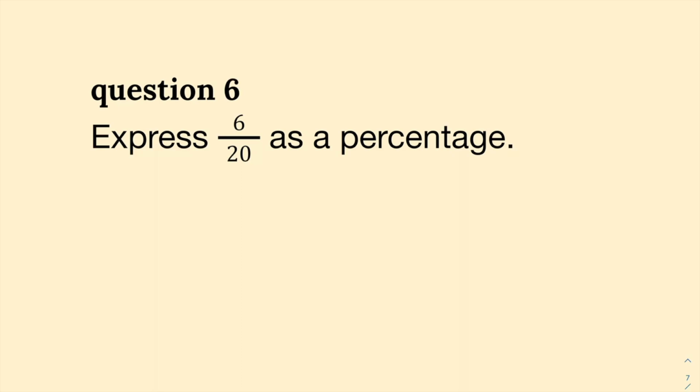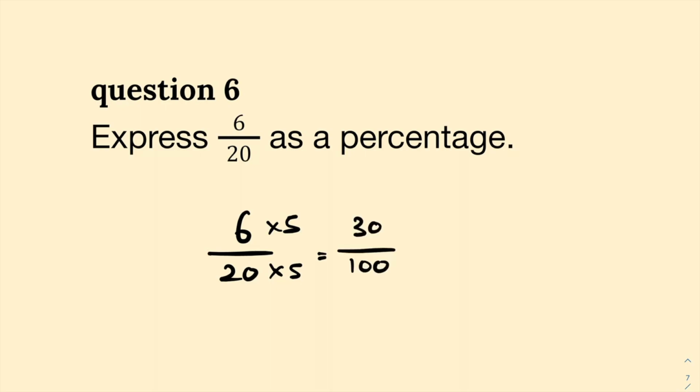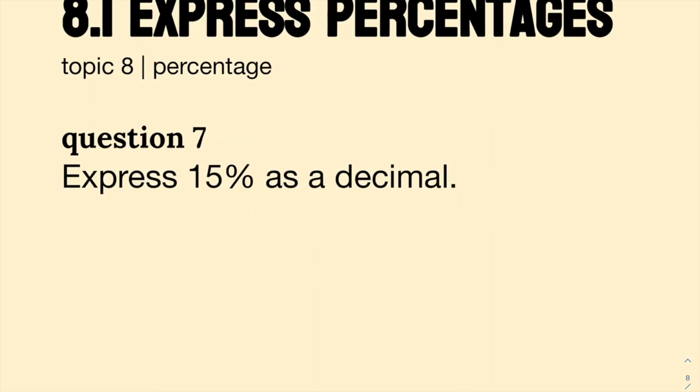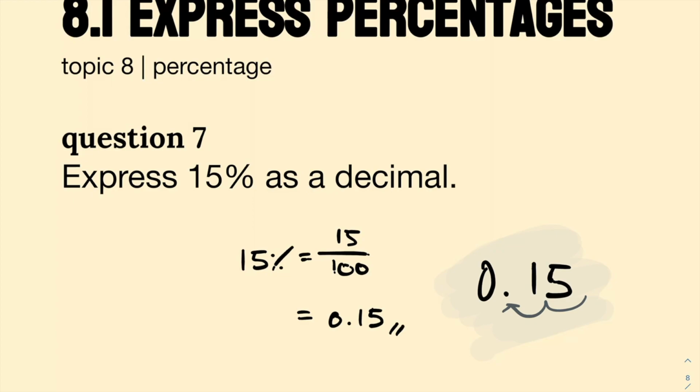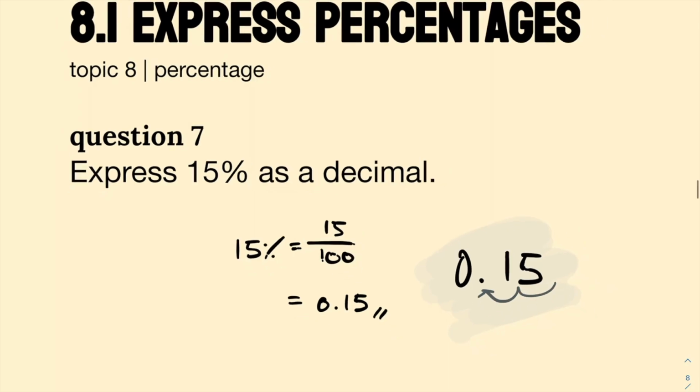6/20 as a percentage. Now 20 is one of those really nice numbers that gets us to 100 easily. So we're going to multiply by 5, top and bottom, giving us 30/100, which means the answer is 30%. 15% as a decimal. Let's write 15% as 15/100, and then the answer is 0.15. Another way to do this is to think of 15 here with the decimal point, dividing by 100. Let's move it 2 steps to the left, giving us 0.15.